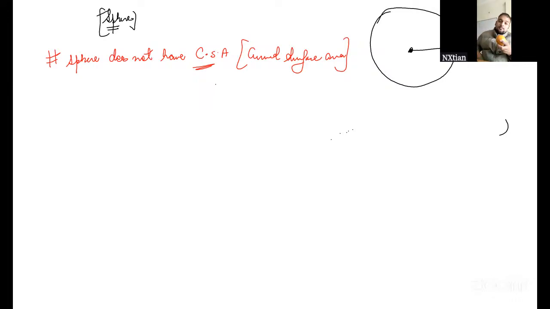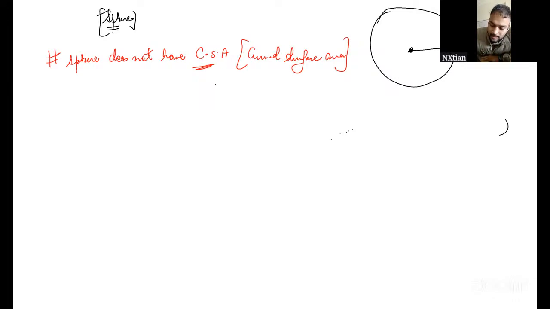Okay, so if the whole thing is circular, then you can't take the CSA of it, because what we call CSA is the removal of top and bottom. There is no top. The top is also circular. The bottom is also circular. So basically, you can't take out the CSA for the sphere.